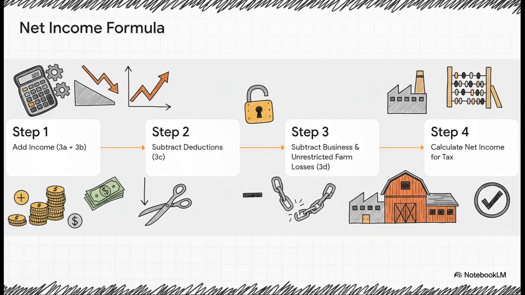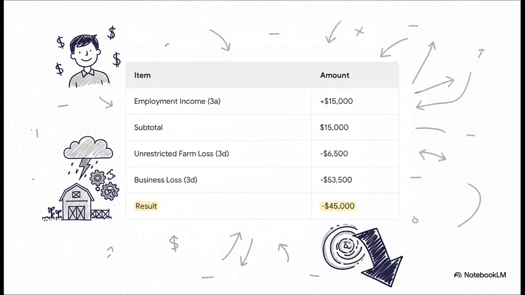Now, before we get to the fun part, we have to do the mandatory calculation for her 2018 net income for tax. And I have to stress, the order here is non-negotiable. You have to follow this formula exactly as it's laid out by the CRA. You add up your income, subtract any deductions, and then you subtract your business and farm losses. There's no room for creativity in this step. So let's plug in Bella's numbers.